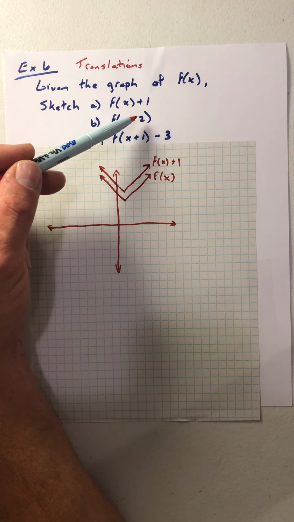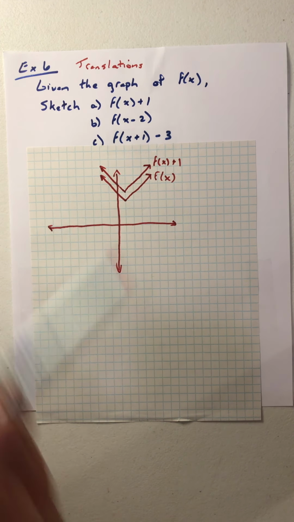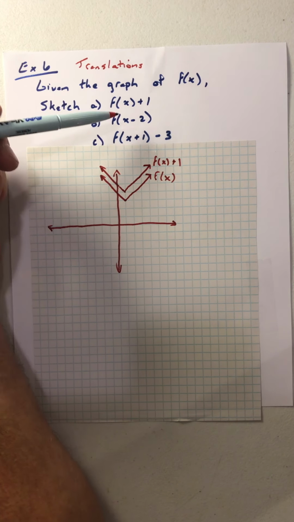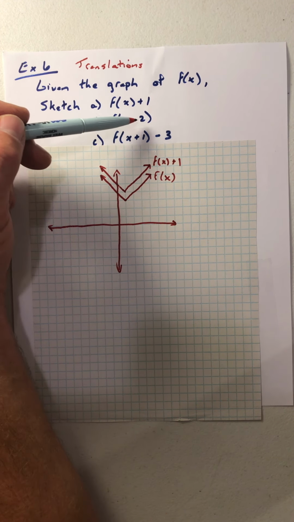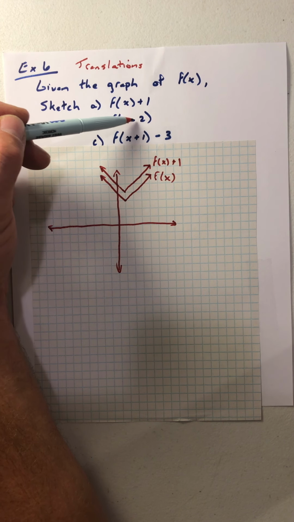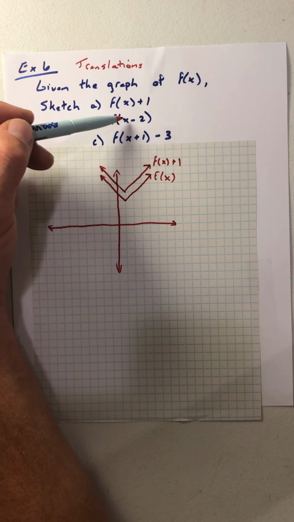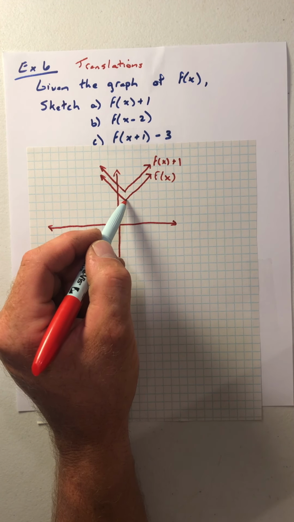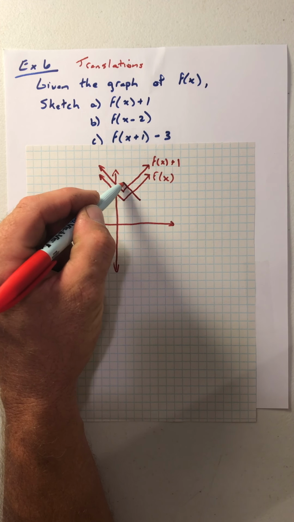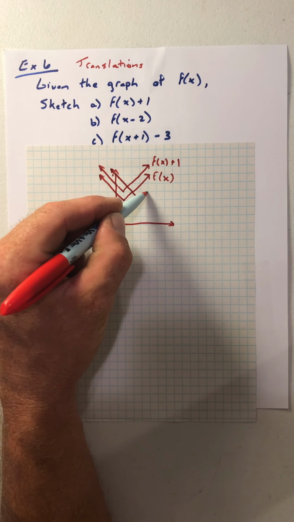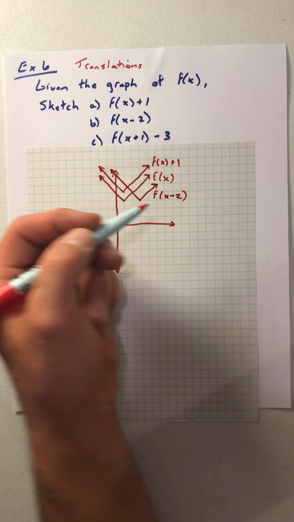Now f of x minus 2. If I take that x minus 2 inside those parentheses, what does that do to my graph? If you recall, we talked about this quite extensively in pre-calculus. By subtracting 2 on the inside there, we actually do the opposite, and that's going to affect the graph. So f of x minus 2 is actually going to take this graph and move it 2 units to the right. So here's going to be that graph. So there's my f of x minus 2.